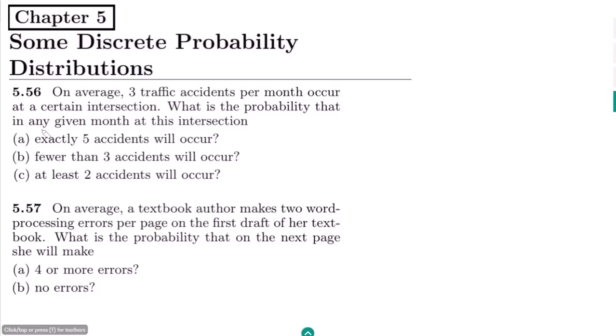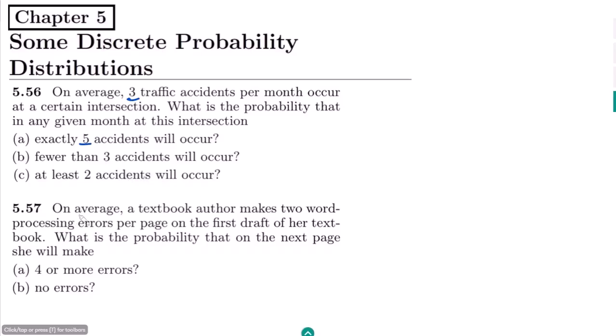Welcome back, guys. This is question 5.56 and 5.57, which are closely relevant to each other. Today we are going to discuss the probability distribution we follow to solve questions like this one. In question 5.56, the statement is: on average 3 traffic accidents per month occur at a certain intersection. What is the probability that in any given month at this intersection, A, exactly 5 accidents will occur, B, fewer than 3 accidents will occur, and C, at least 2 accidents will occur.